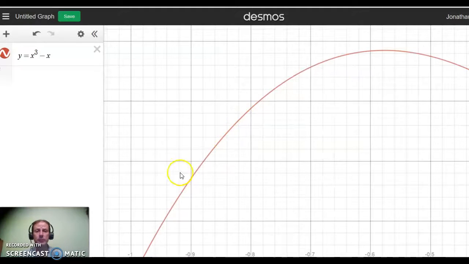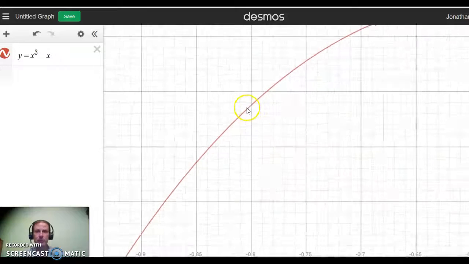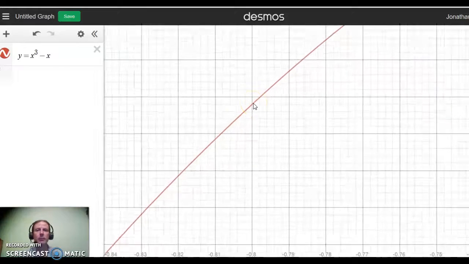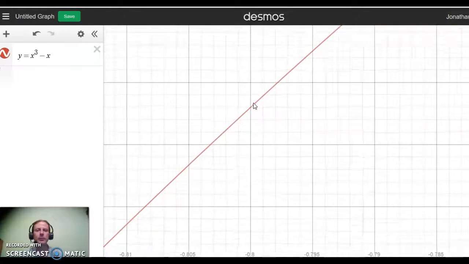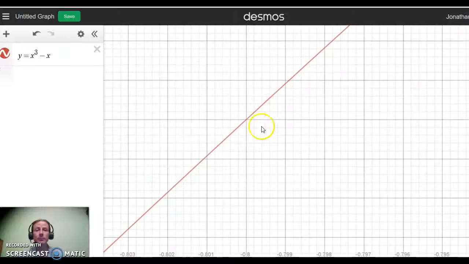And at this point, you can still see that it's curving. It's not straight. But as I zoom in more and more, at this point, I'm so zoomed in that you can't even tell the curve isn't a line. So this curve is now appearing to be a line, and if you extend that line out to infinity, that is now the tangent line to the curve.